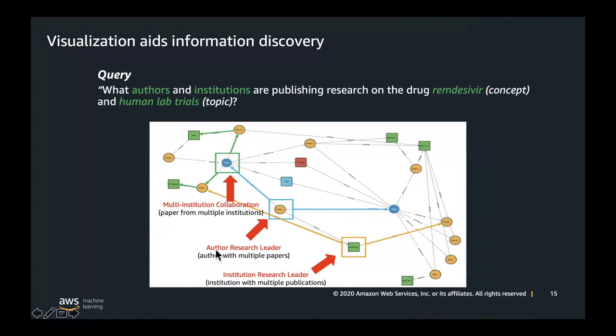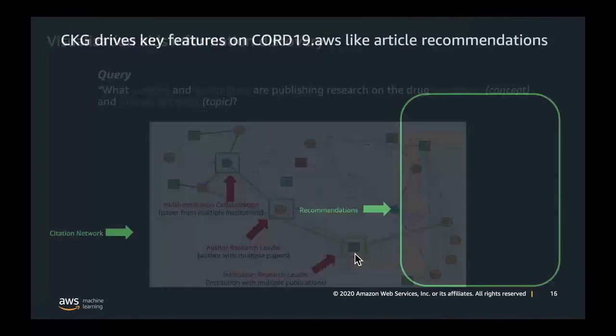In the middle here, we can see an author research leader, quote unquote, which is an author that has published multiple papers on remdesivir in human lab trials. And at the bottom arrow, we can see an institutional research leader, where this institution has published multiple unique papers based on this search query. All that is new comes exactly from the visualization capabilities of the graph.